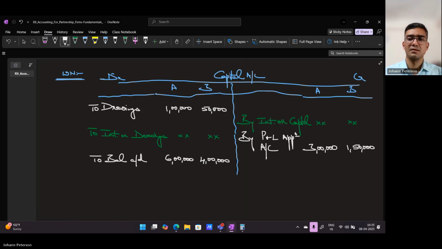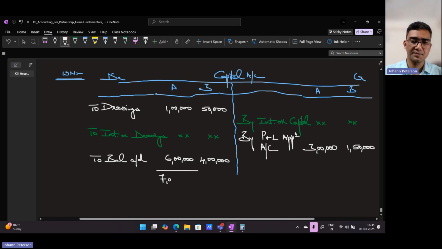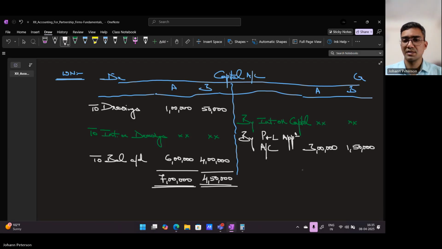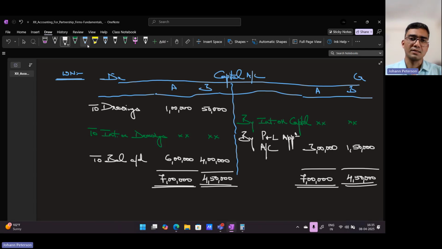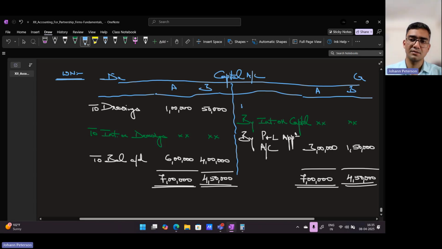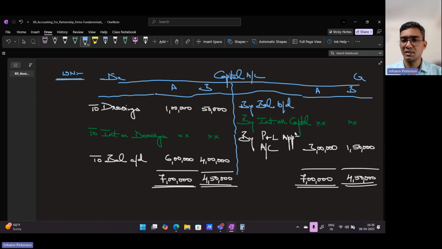Okay. Now, again, the same way. So here we have a total of 7 lakh. Debit side, we have a total of 4,50,000. So therefore, this total will also be 7 lakh. This total will also be 4,50,000, which implies that our opening balance, balance brought down, this will be 4 lakh and this will be 3 lakh.